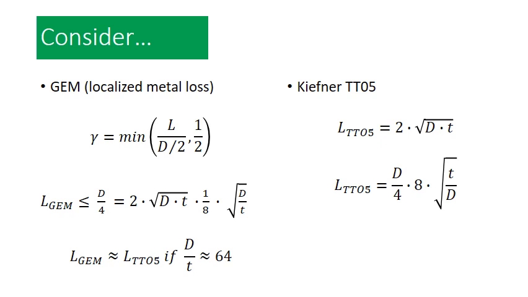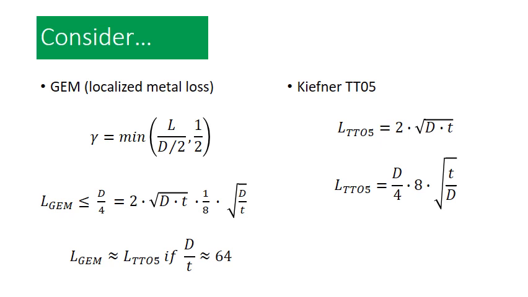Now we can play a little bit of math on that and say that the diameter divided by 4 is equal to 2 times the square root of dt times 1/8 times the square root of d over t. And it should become apparent in a couple of moments why I'm doing that. If we look at the Kiefner TTO5 length limit of 2 times square root of dt, we can also recast that as the length limit of diameter over 4 times 8 times the square root of t over d.